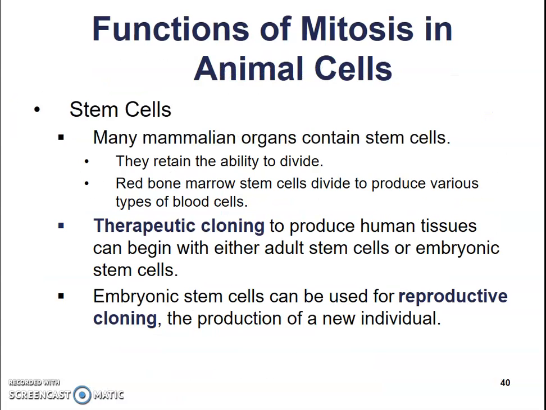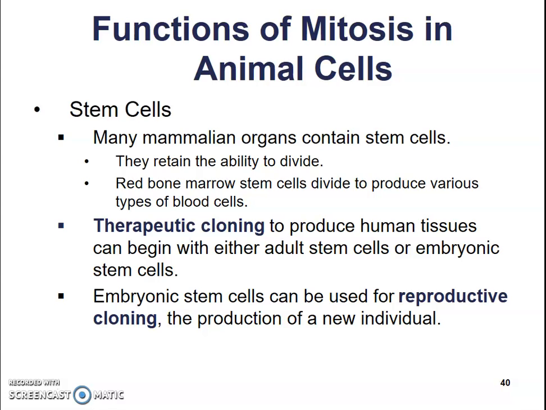Stem cells. Many mammalian organs contain stem cells. They retain the ability to divide indefinitely. Red bone marrow stem cells divide to produce various types of blood cells. Therapeutic cloning to produce human tissues can begin with either adult stem cells or embryonic stem cells. Embryonic stem cells can be used for reproductive cloning or the production of a new individual.